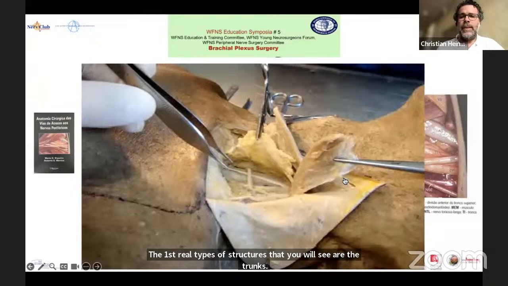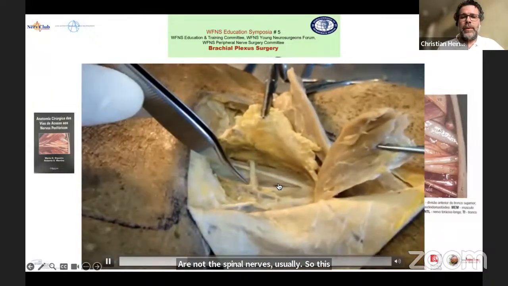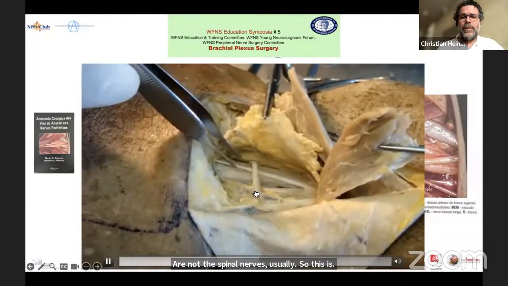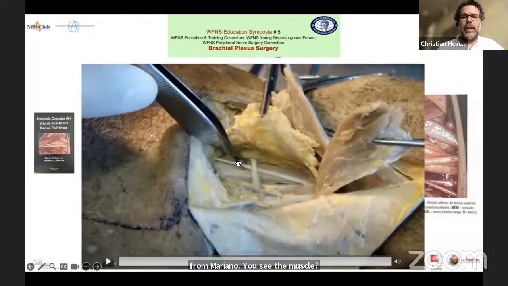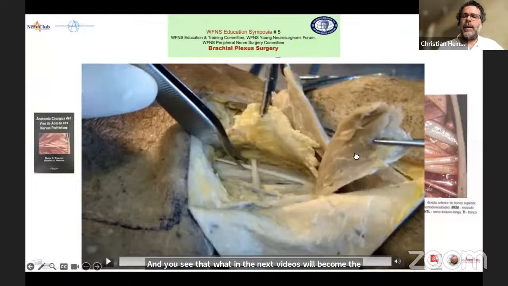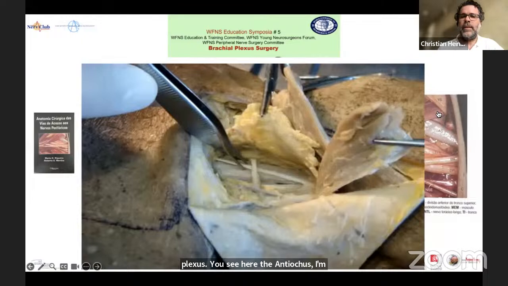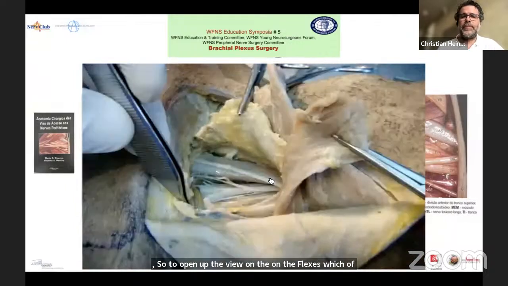So this is a video from Mariano. You see the muscle, you see the phrenic nerve, so the phrenic nerve is now grabbed, you see the anterior scalene muscle, and you see what in the next videos will become the plexus. You see here the anterior scalene, the sternocleidomastoid muscle retracted, so as to open up the view on the plexus, which of course in surgical reality you would not do, to remove the sternocleidomastoid muscle.